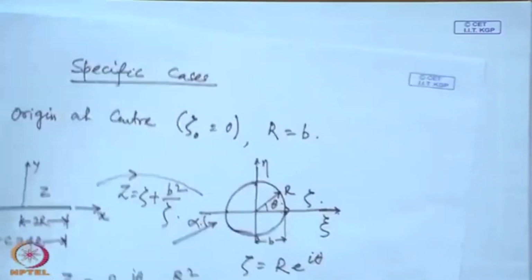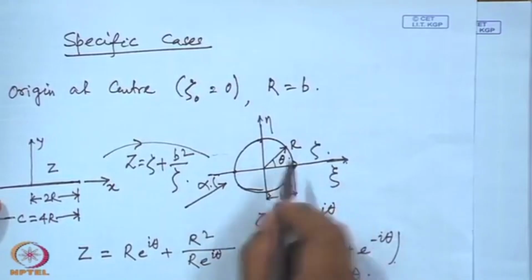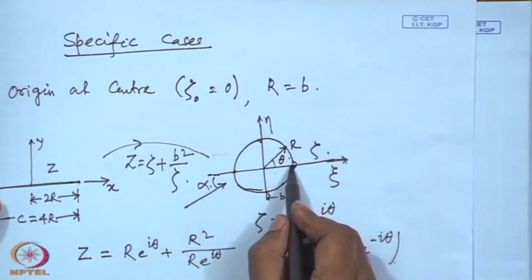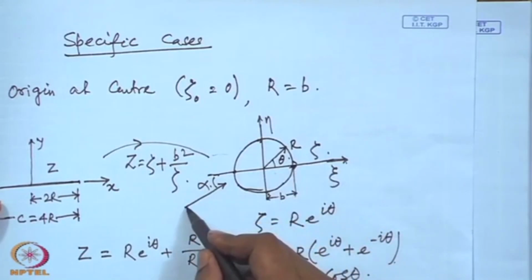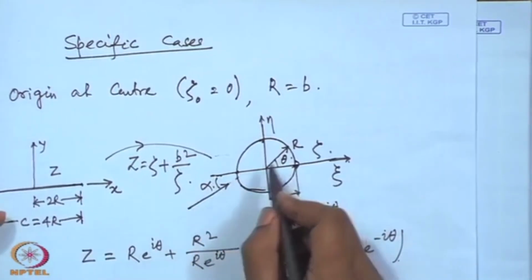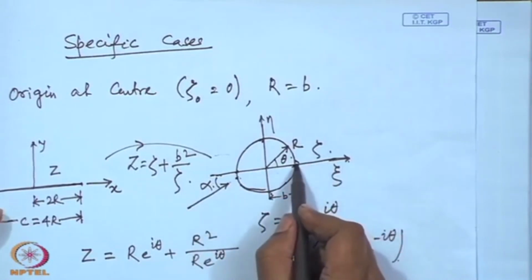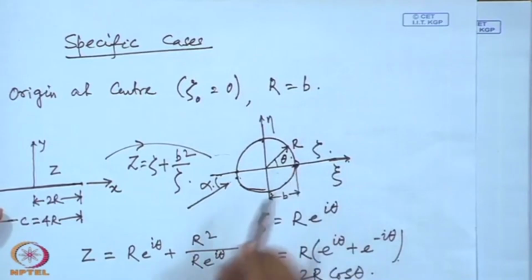For the circle, these are the two stagnation points that we have. This is the stagnation point we have fixed at the trailing edge, and the other stagnation point will be say here. The forward stagnation point will be here, and the rear stagnation point we have fixed it here.